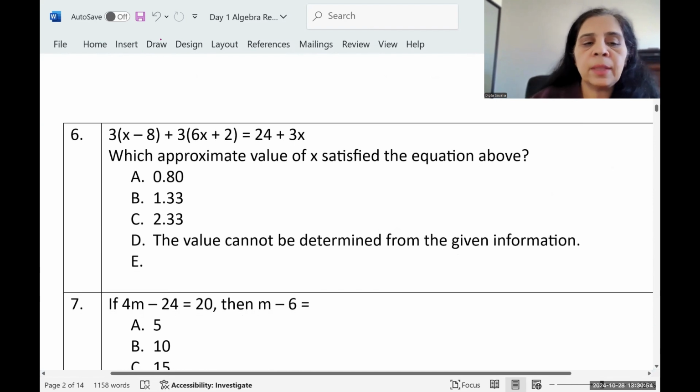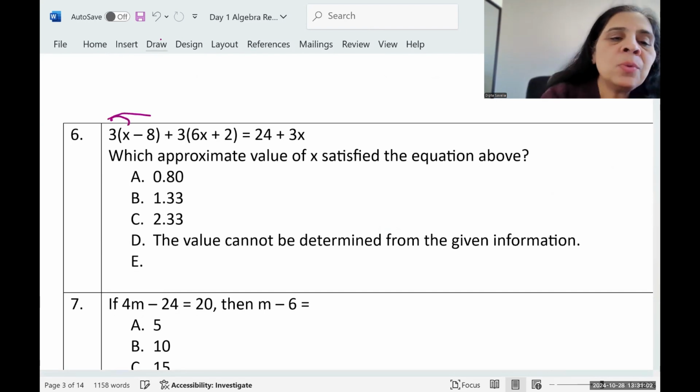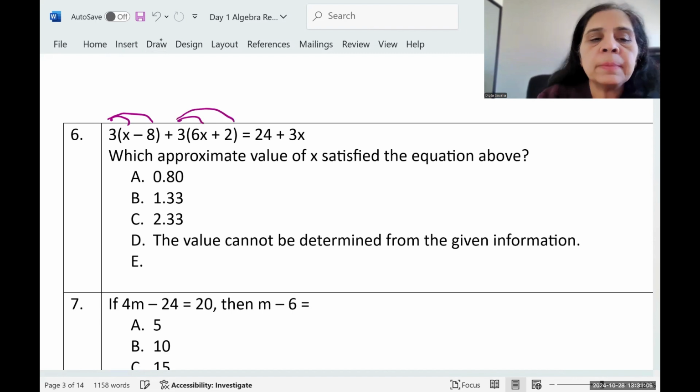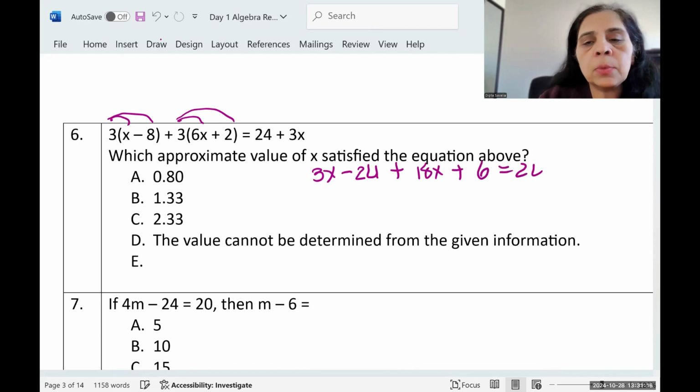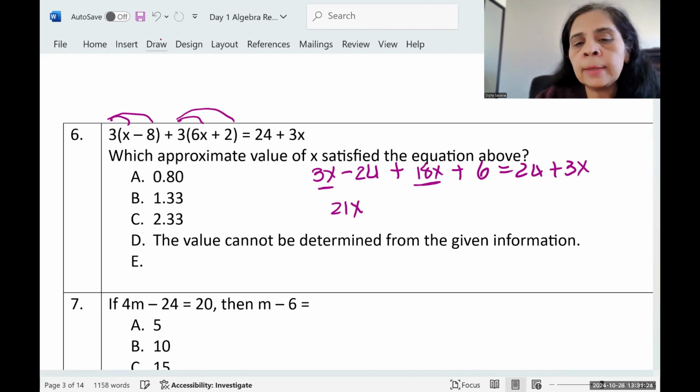Let's see number 6. Here we have decimals, same thing. If you're nervous about decimals, again, you can just enter it in the calculator, okay? Or we can just use the distributive property here. So 3x minus 3 times 8, 24, plus 3 times 6x is 18x, plus 6 equals 24 plus 3x. Now we can see we can combine like terms. 3x plus 18x is 21x, and negative 24 plus 6 is negative 18, equals 24 plus 3x.